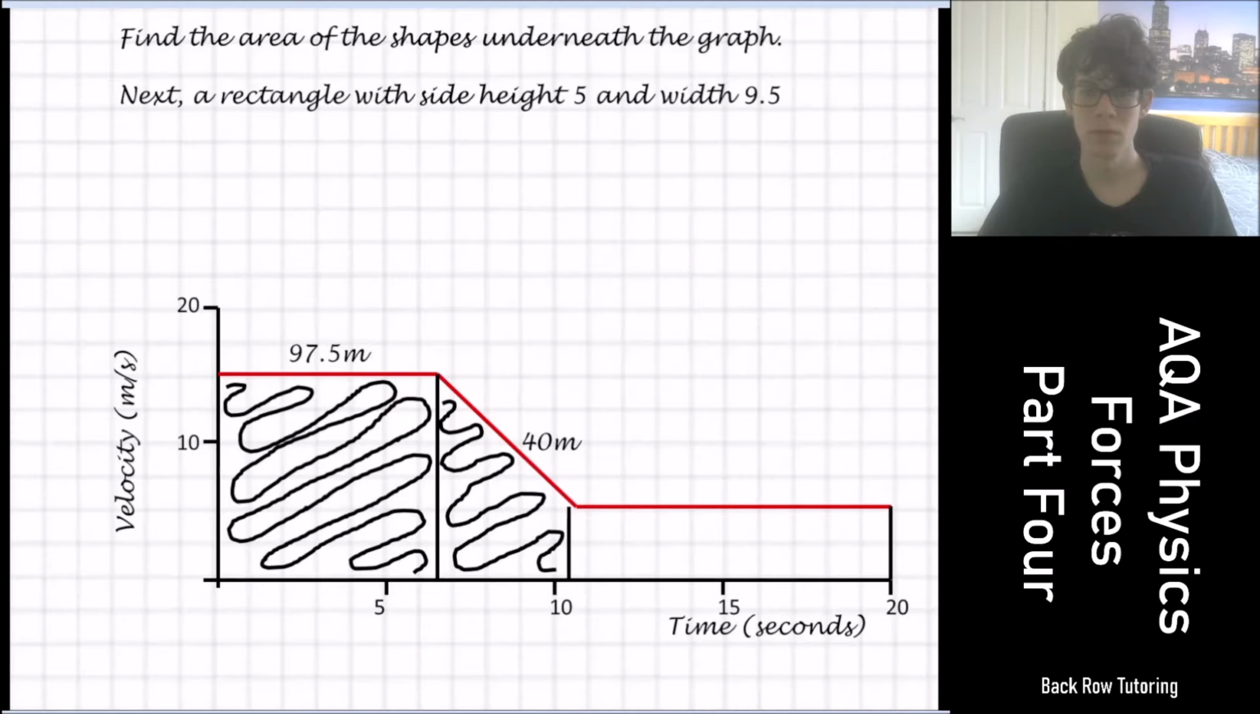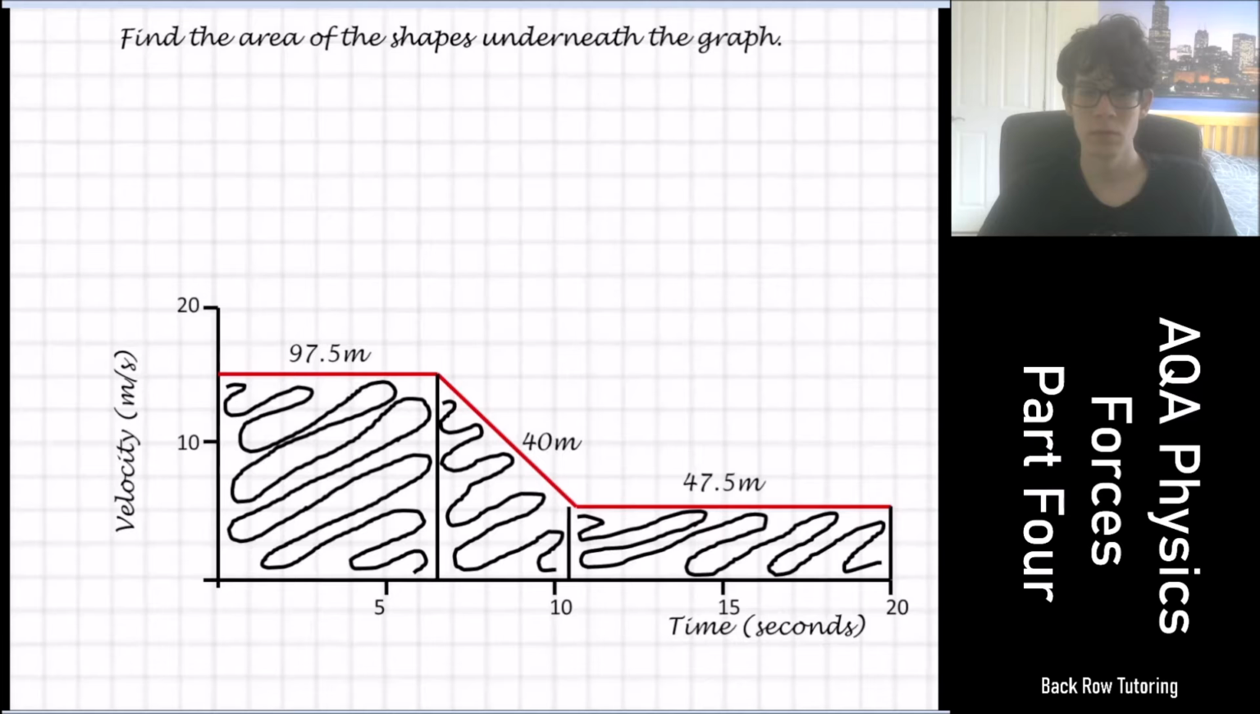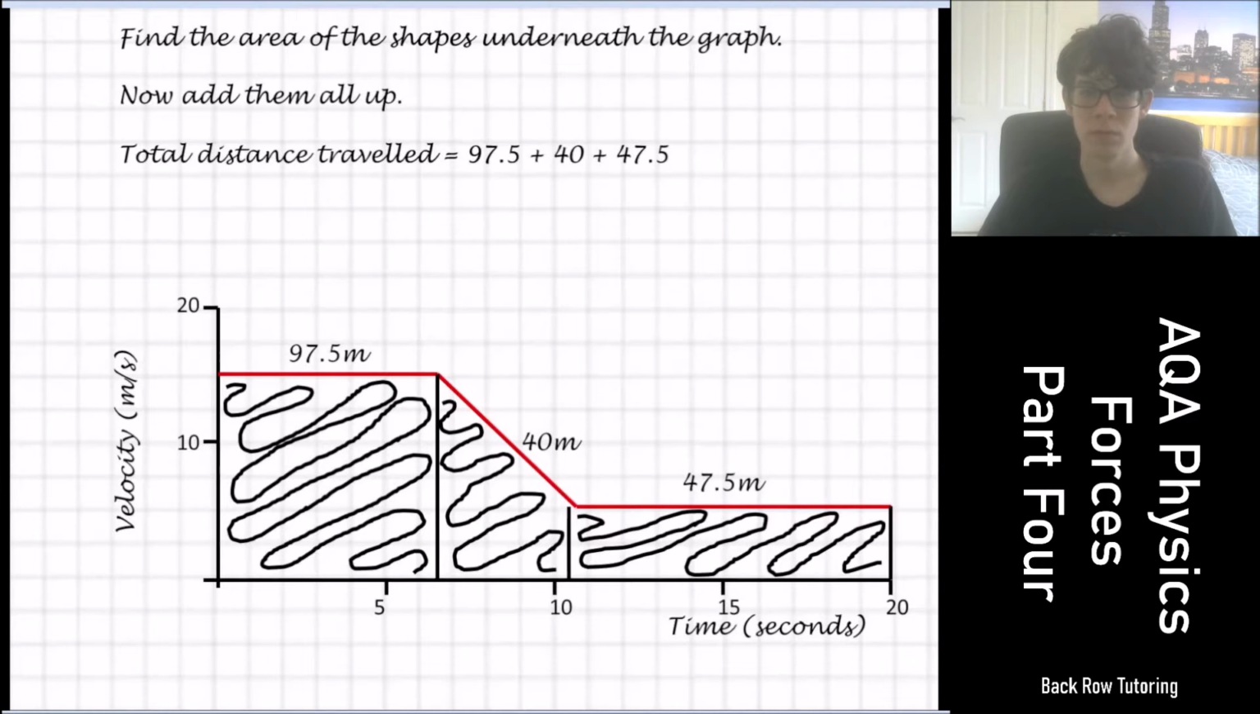Next, we'll have a rectangle with side height 5 and width 9.5. 9.5 multiplied by 5 is 47.5 meters. Now add them all up. The total distance travelled is 97.5 plus 40 plus 47.5, meaning the total distance travelled is 185 meters.